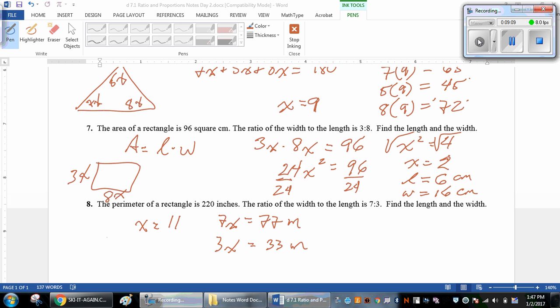All right, I'm not giving you all the work for this one. You should have drawn a picture of a rectangle. We label those sides 3x, 7x. We're finding perimeter, so we add all of them together. Once you wrote that equation, you should have gotten x equal to 11, plugged it back in. That gave us 77 inches and 33 inches. All right, nice work, guys.